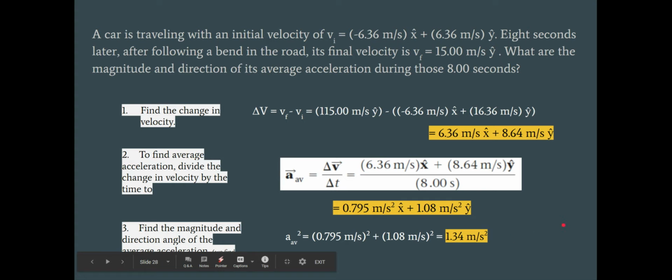per second squared. And to find the angle, it's going to be the inverse tangent of the y component divided by the x component. So inverse tangent of 1.08 divided by 0.795, and that will give you a final angle of 53.6 degrees.